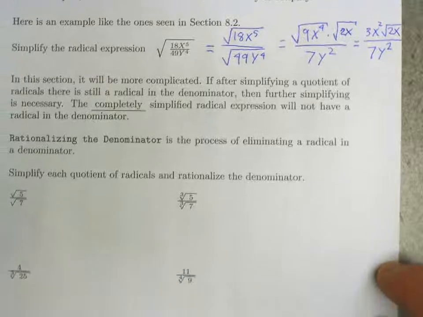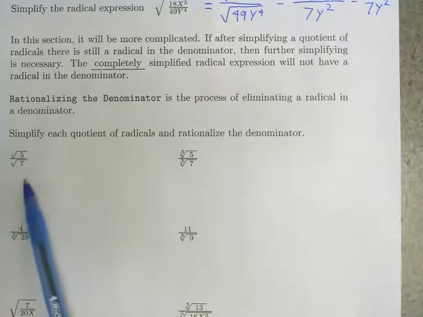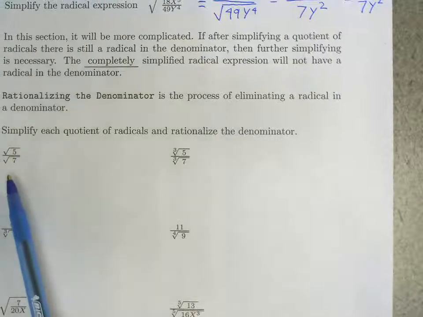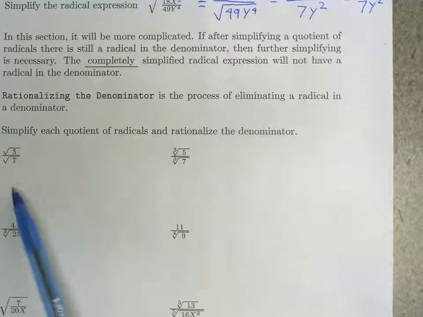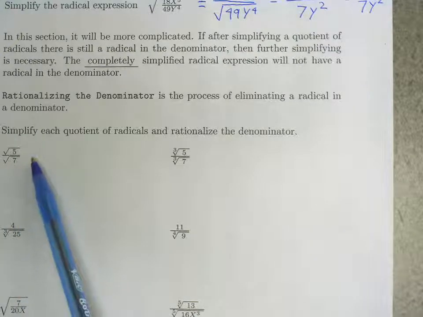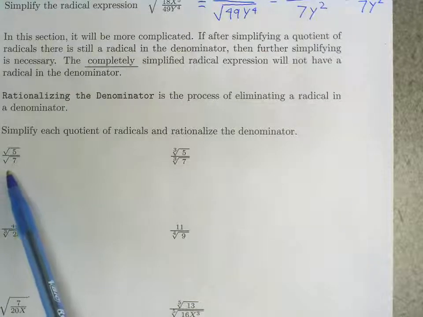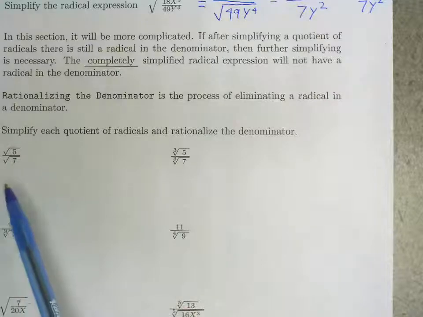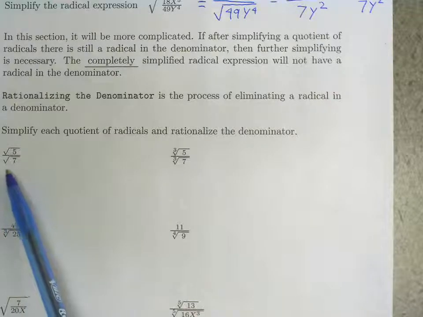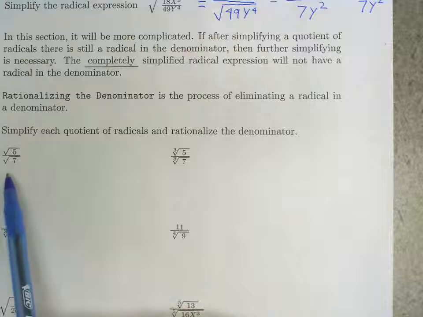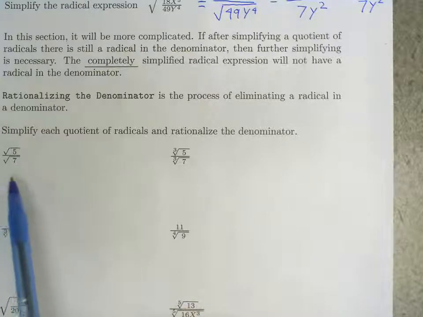Okay, so we'll start with this example on the left. Simplify the square root of 5 divided by the square root of 7. First note that in the numerator, the square root of 5 is as simplified as it can be. And in the denominator, the square root of 7 is also simplified. But we want to find a number that's equal to this number in value, but whose denominator does not have a square root in it. So we're going to multiply this number by 1 in a special form.